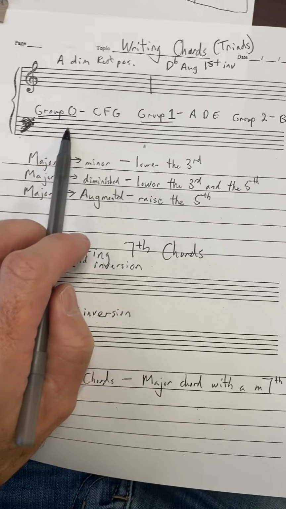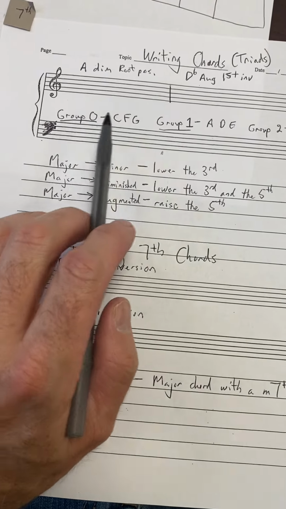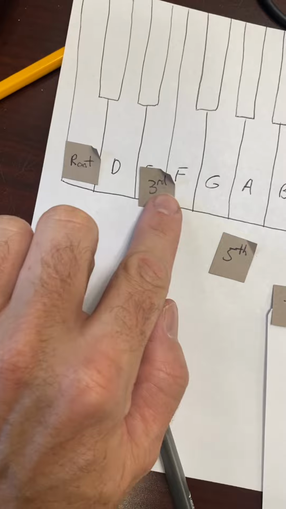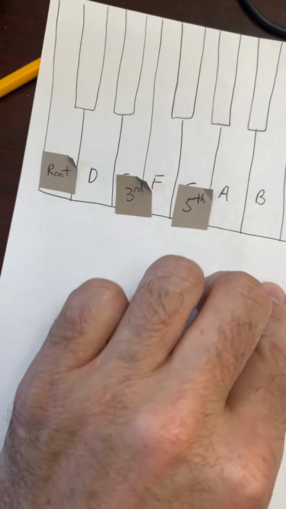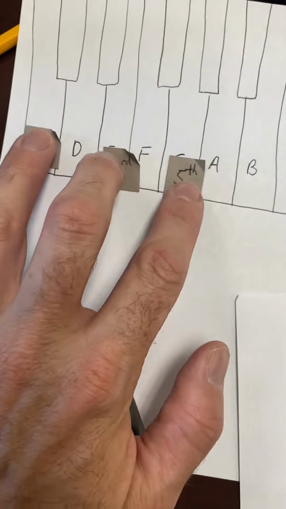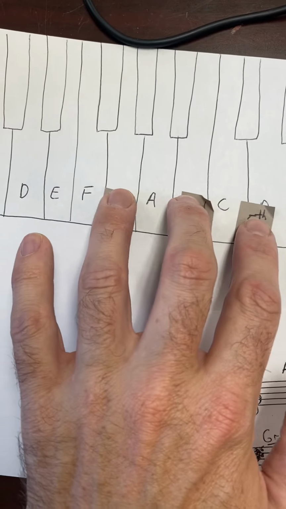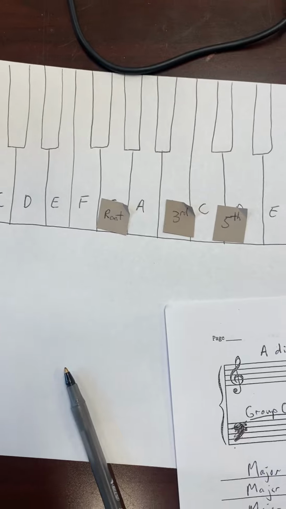We've got to know group 0. That means 0 sharps on the major chord. C, F, and G. For example, here's my C chord, root, third, and fifth. Right? An F chord, same idea. And G major chord. Those are our basic major chords.